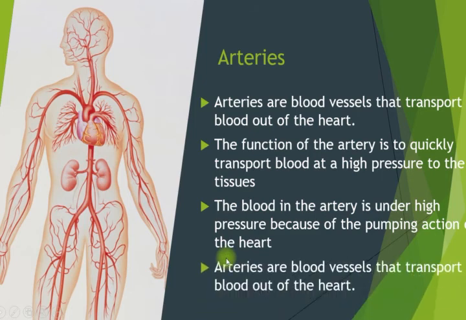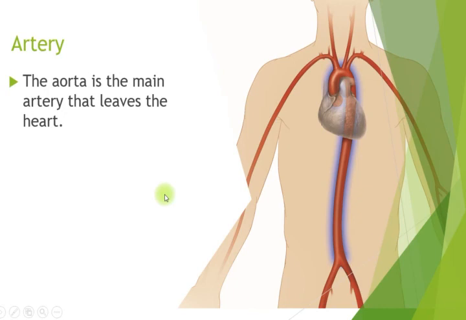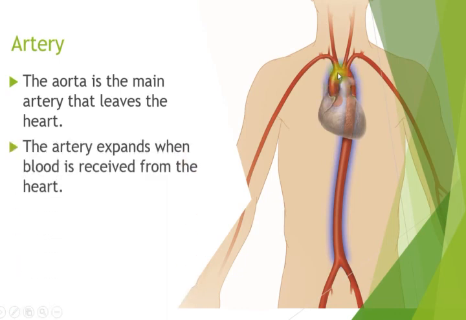Arteries are blood vessels that transport blood out of the heart. So you have to know the function of the arteries: arteries transport blood out of the heart. Okay, the aorta is the main artery that leaves the heart. So this is referred to the aorta. The aorta branches into the arteries.